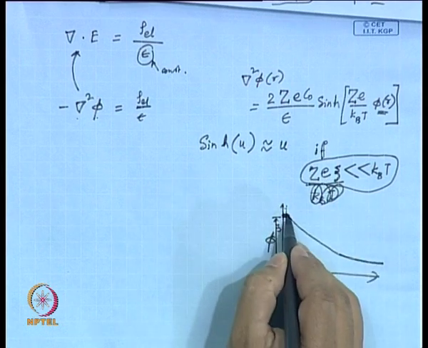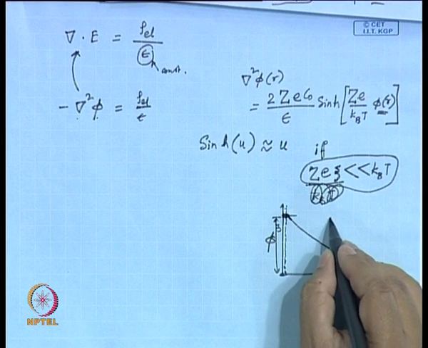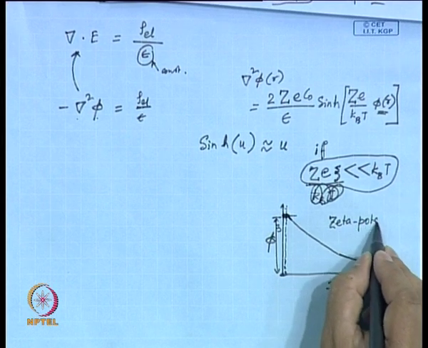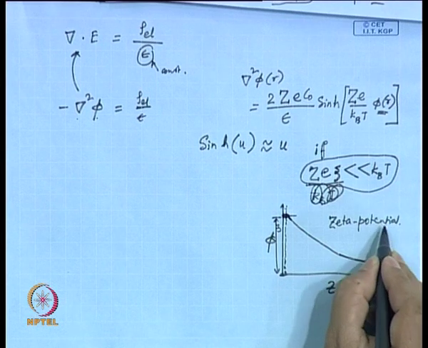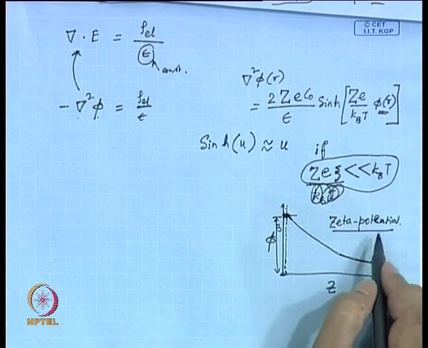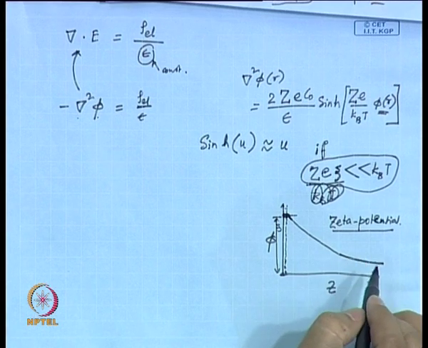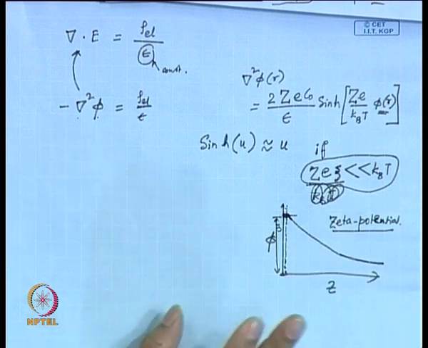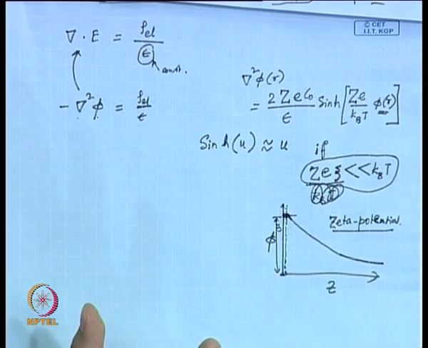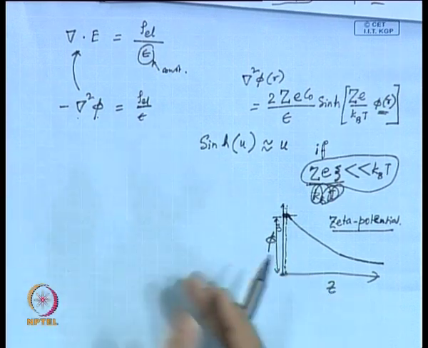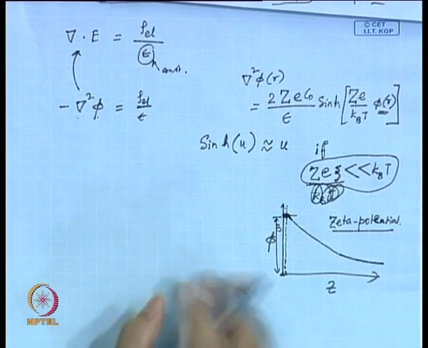This zeta is very famous in many ways. This is referred to as zeta potential, and this can be measured. There are instruments to measure zeta potential, but that is a different issue. Our original aim is to find out what would be the velocity in this electro osmosis. That is what we are heading to.